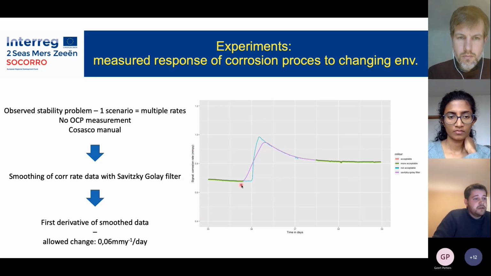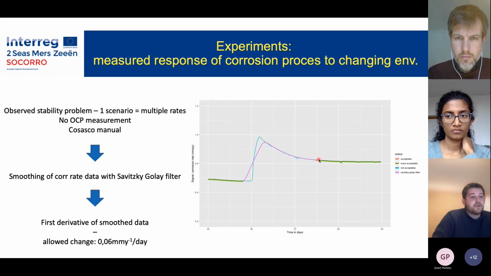So an example of this pre-processing filter is shown over here, where you have the blue line, and in this point, right before day 36, the environment would be changed, and then you would see the corrosion rate increase dramatically and then stabilize over the course of a few days. The purple line is the smoothed signal from the Savitzky-Golay filter, and the green line is the accepted corrosion rate data by the pre-processing filter.